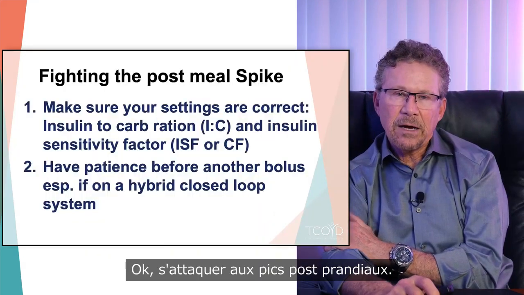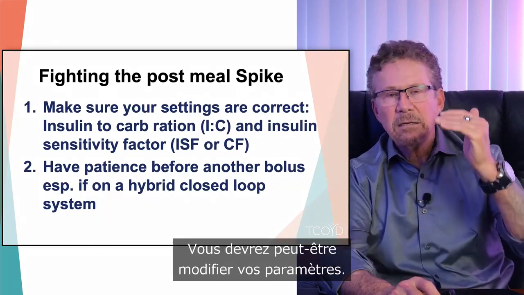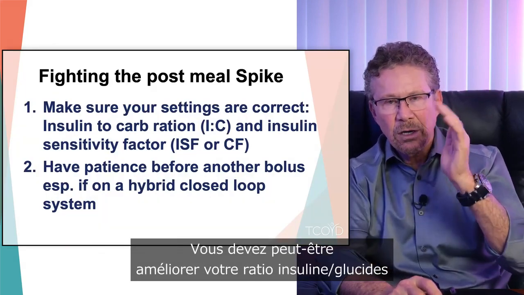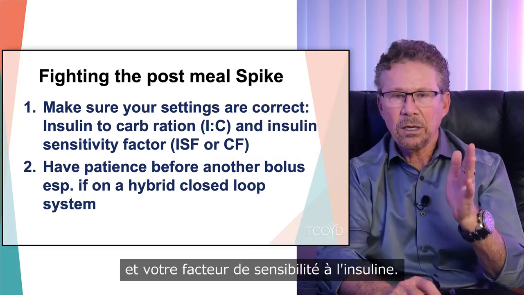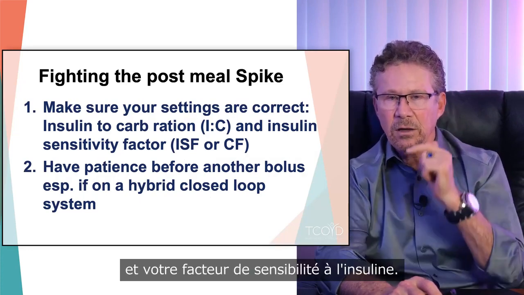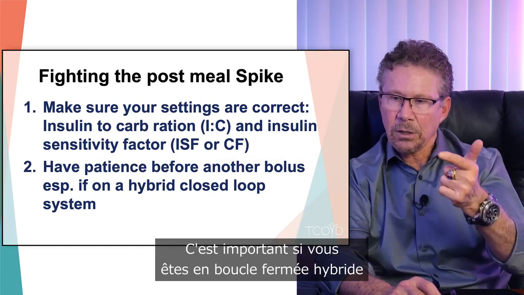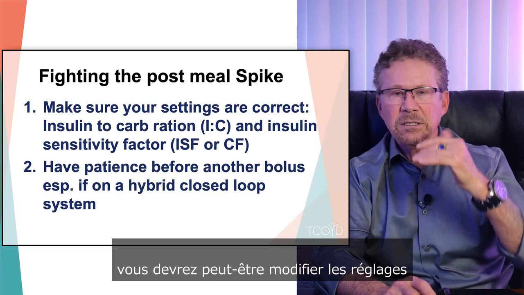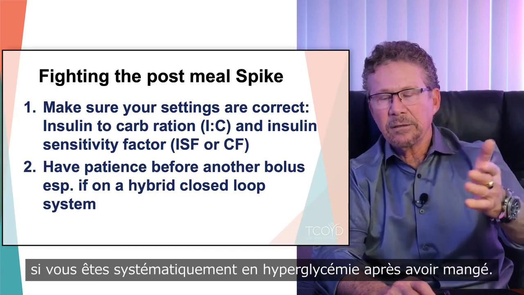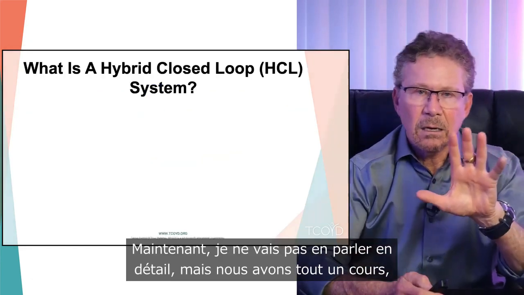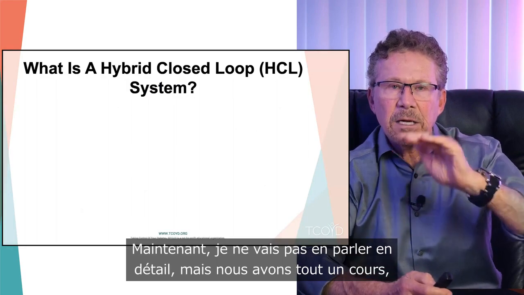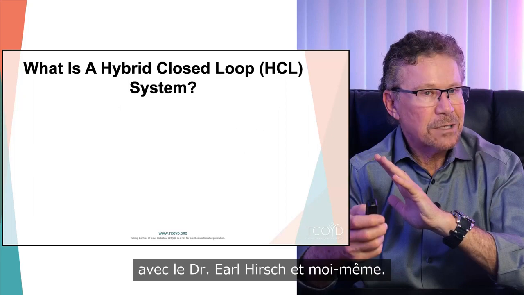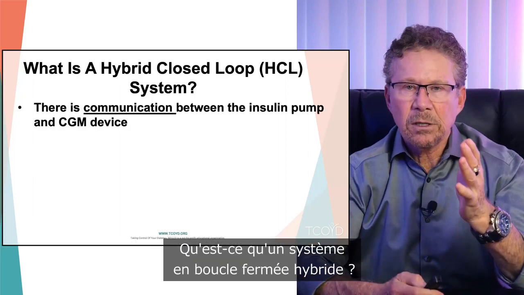Okay, fighting the post-meal spike, you may need to change your settings. You may need to change your insulin to carb ratio and your insulin sensitivity factor. That's important. If you're on a hybrid closed loop system, you may need to change the settings if you're always getting high after eating. Now, I'm not going to speak on these in detail, but we have a whole lecture and we talk about it at the debate with Dr. Earl Hirsch and myself.